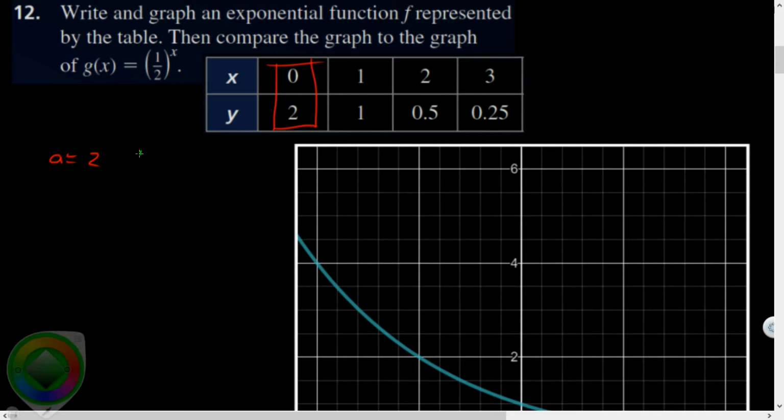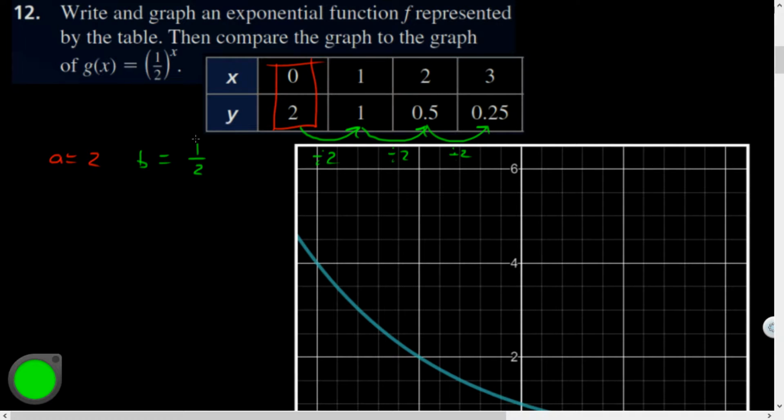To find B, that's going to be my growth factor. And these are equal increments horizontally. They're over 1s. So to go from 2 to 1 and 1 to 1/2 and 1/2 to 1/4, it looks like it's dividing by 2 repeatedly. But since the B value in my general form for these is always multiplied by it, B is going to equal 1/2.